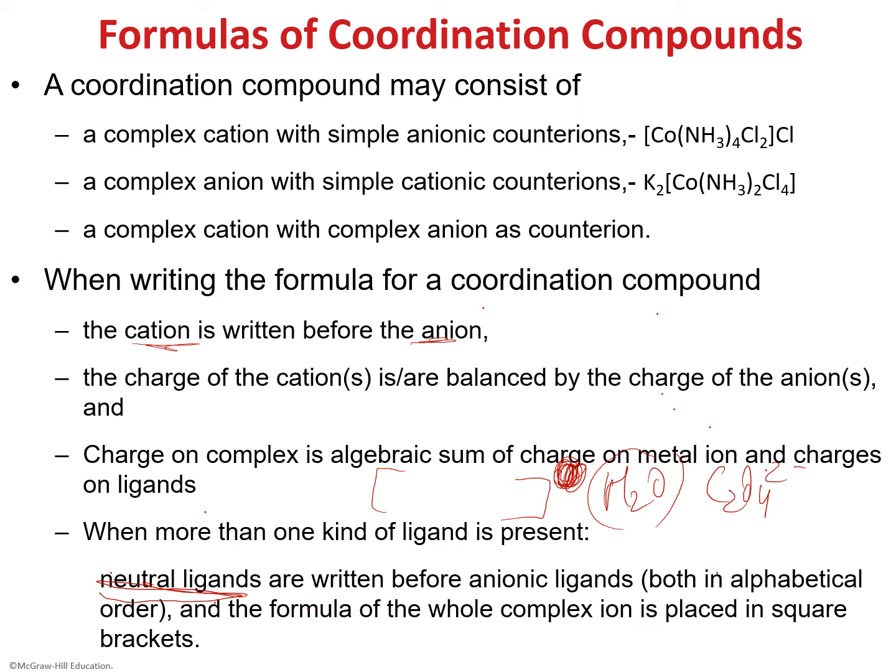If I have water, which is aqua, and ammonia, which is NH3, they both are neutral, right? So which one do I put first? You're going to use the alphabetical order in that case. So always put neutral followed by charged or anionic, and then both of those are written in alphabetical order. So if you have two neutrals, they'll be in alphabetical order. If you have two charged, they'll be in alphabetical order. And that's it. Those are the rules.